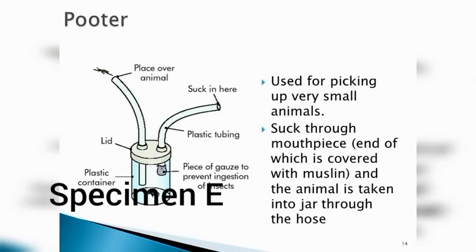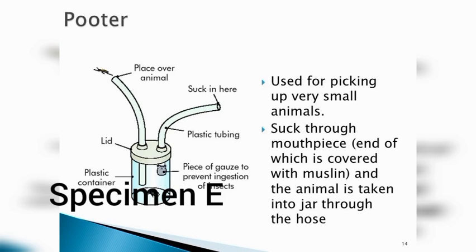For specimen E, which is the pooter, it is used for picking up very small insects, or let's say very small animals, because insects still belong to the kingdom Animalia. And how does it function? If you look at that diagram, you will see two tubes. One is open at both ends, which is the longer one, and the other end is extended to the outside. The other one is closed at one end, the end of which is inside, and the other is outside. So you have to suck. The suction effect of air helps in taking the insect into that container.